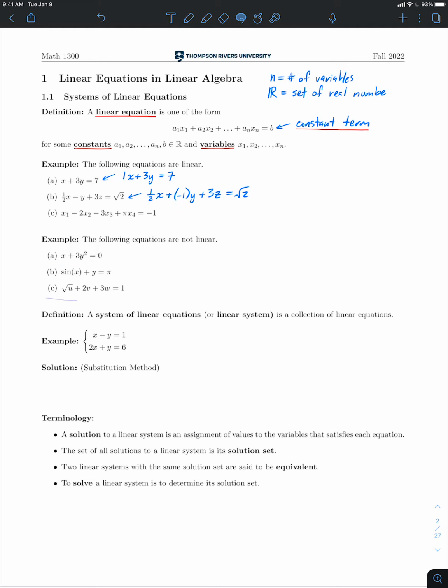Okay, and in our third example, we've got the square root of u plus 2v plus 3w. That's an equation in the variables u, v, and w, but it's not a linear equation. And the reason for that is just because there's a square root on the variable u. Just like we can't have exponents, we can't have radicals either. So that's an example of an equation in u, v, and w, but not a linear equation.